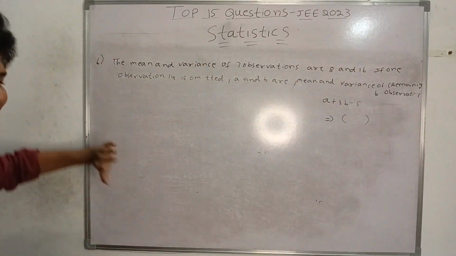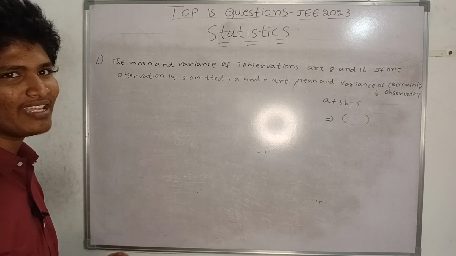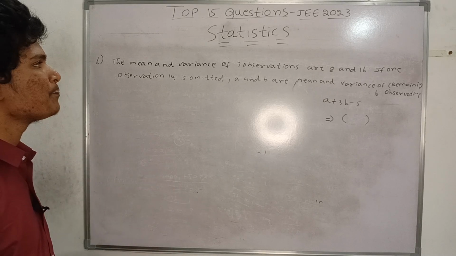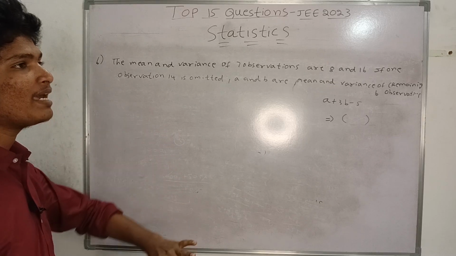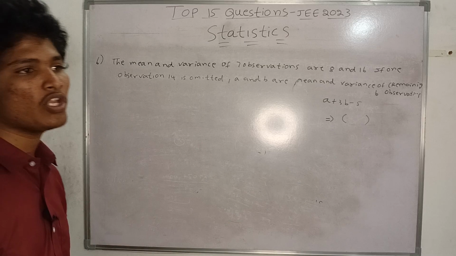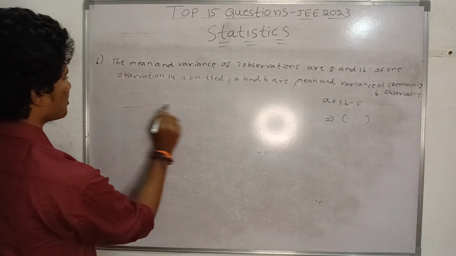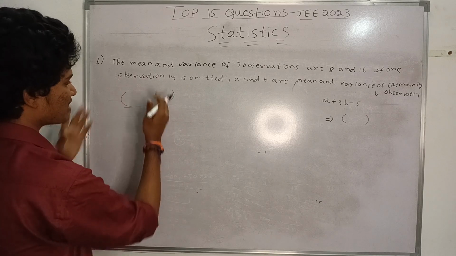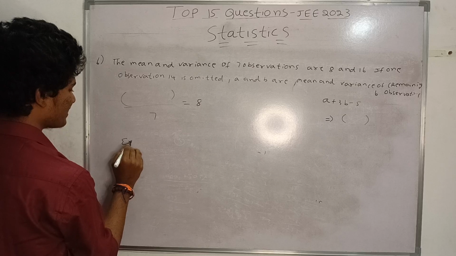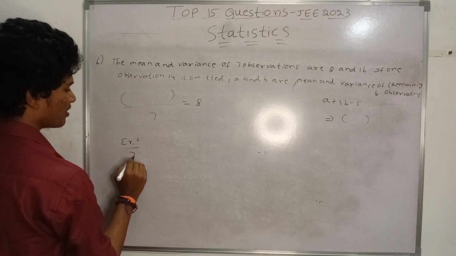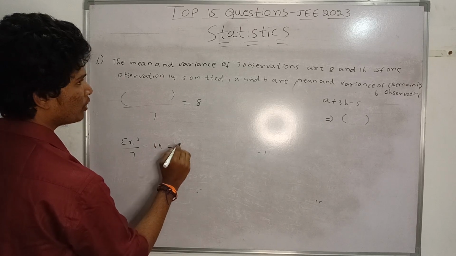It is similar to the previous question, where one observation was incorrect and misread, these are the same. But here what is the twist? We are reducing the observation here, not misreading. Means we have not made any mistake. We are just removing the observation. So first there are 7 observations. The mean of the 7 observations is given as 8, and the variance, that is sigma xi square divided by 7 minus the mean square, 8 square, that is 64, equal to 16.